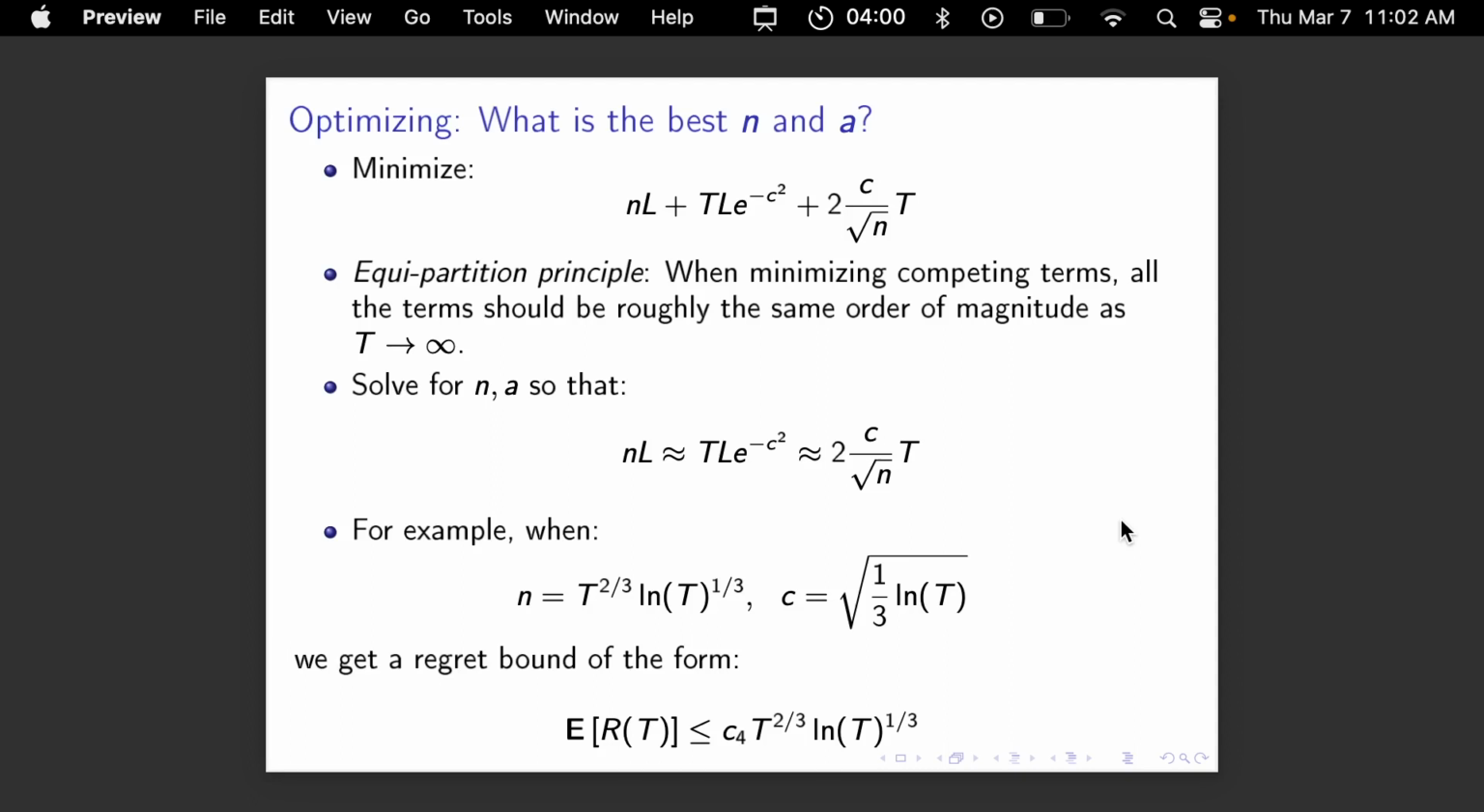Because, if you remember, we were trying very hard to beat the linear regret. And we have now found a strategy that gets regret of size t to the 2/3. And that is sublinear. This means, as you play more and more rounds, the amount of regret still grows over time, but it grows less than the total number of rounds you play.